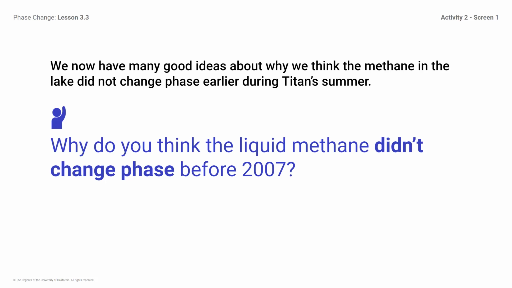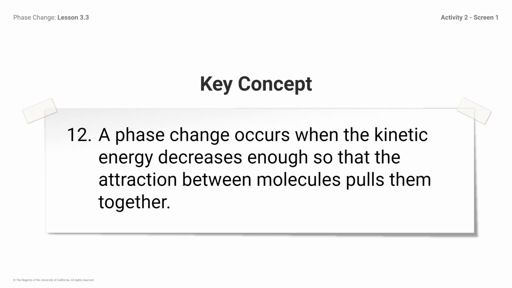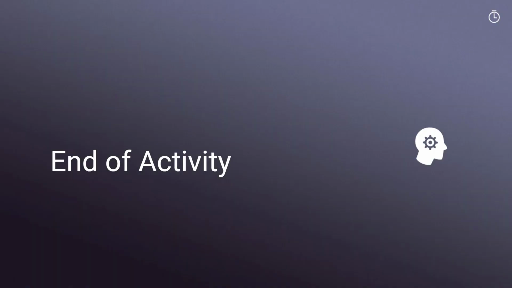We now have many good ideas about why we think the methane in the lake did not change phase earlier during Titan summer. Why do you think the liquid methane didn't change phase before 2007? Key concept. A phase change occurs when the kinetic energy increases enough to overcome the attraction between molecules. A phase change occurs when the kinetic energy decreases enough so the attraction between the molecules pulls them together. Different substances can have either weaker or stronger molecular attraction. End of activity.